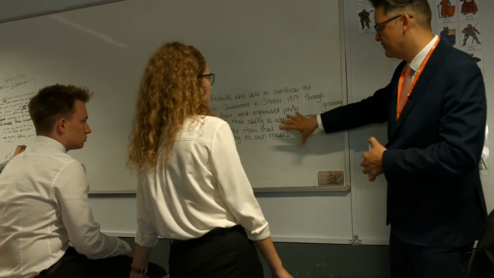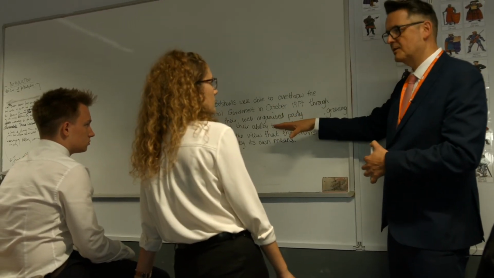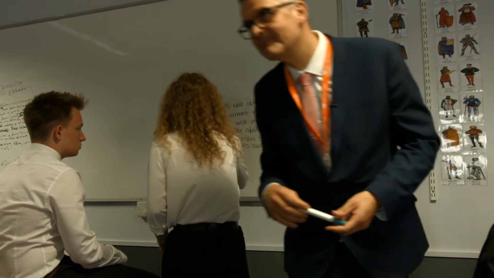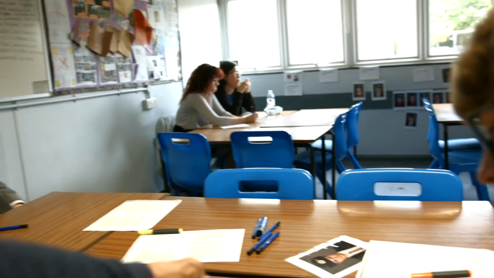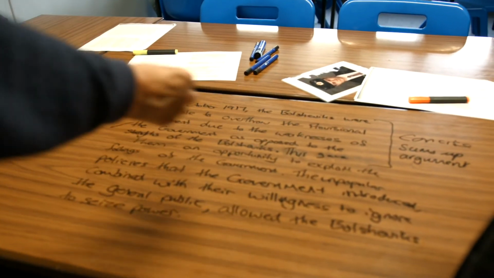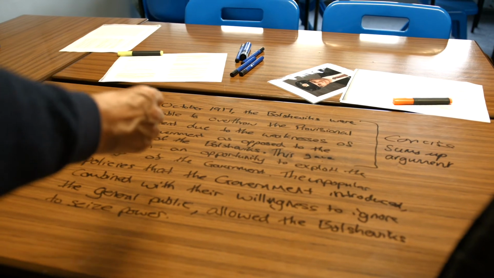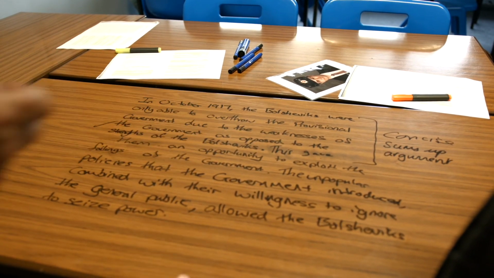You're absolutely right. There's nothing wrong with it. Where were they well organised? What did they do? All right. 1917, the Bolsheviks were only able to overthrow the provisional government due to the weaknesses of the government as opposed to the strengths of the Bolsheviks.